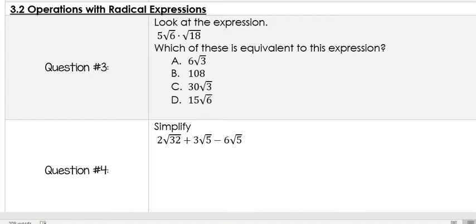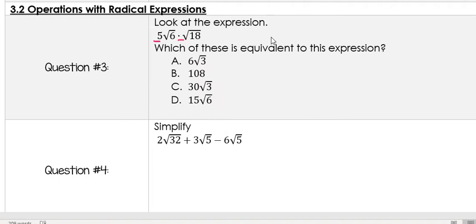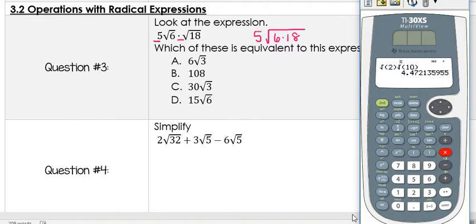Now, if you'll remember, when we're multiplying our square roots together, we multiply the outside pieces. Those outside pieces are the coefficients, so 5 and 1. That's just going to give me 5. And then I multiply the inside pieces, so I'm going to multiply 6 times 18. So if I bring up my calculator, 6 times 18 gives me 108.